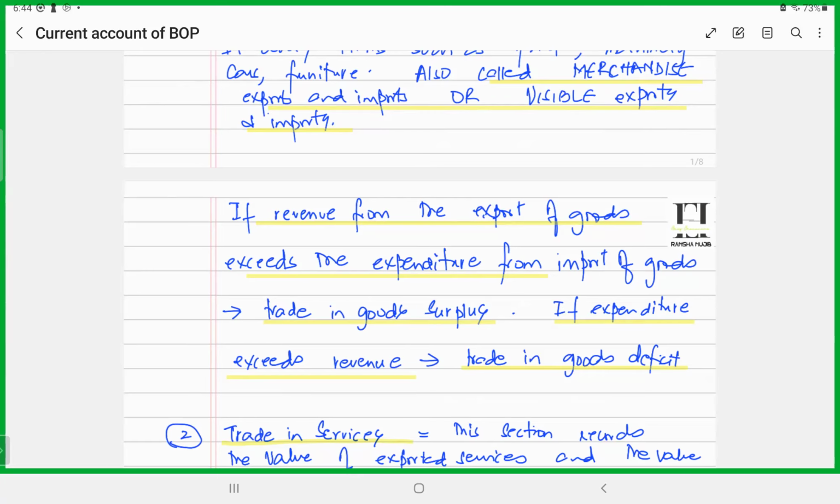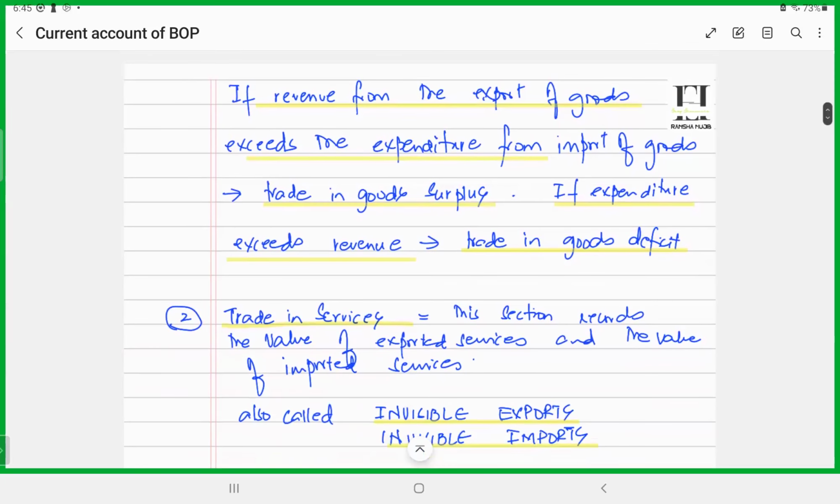The second component, the trade in services. This section records the value of exported services and the value of imported services. So now we are dealing with only services. That is why it is called invisible exports and invisible imports, because we are dealing with services, right?